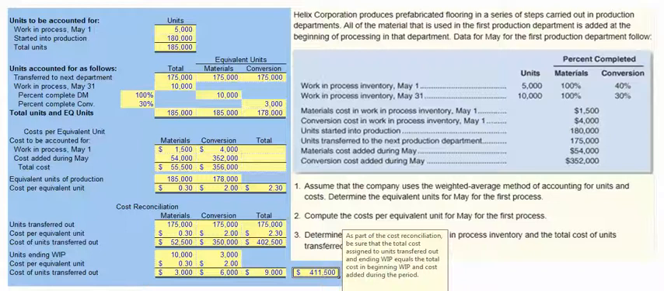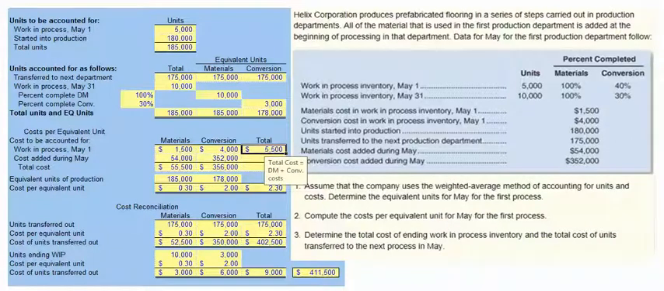ending work in process. We need to make sure that this equals the total cost that we needed to account for from above. Let's go ahead and total our total work in process cost at the beginning of the month. That was the $1,500 for materials and $4,000 for conversion, a total of $5,500. The cost that we added during the month totaled $406,000, which means the total cost that we needed to account for was $411,500, which does indeed equal the cost that were assigned to ending work in process and the units transferred out.